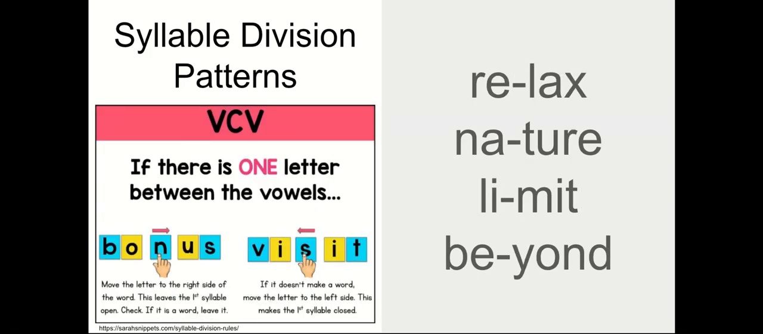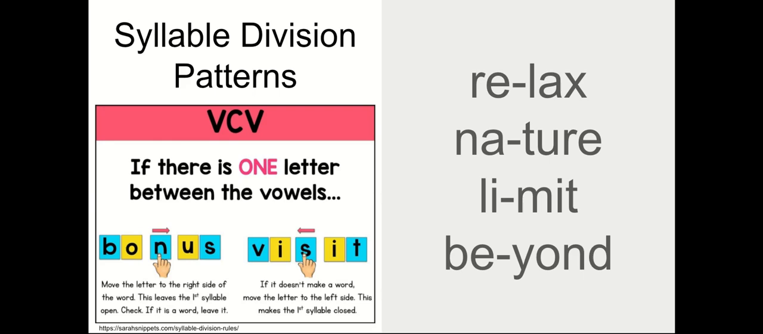The next syllable division pattern we saw was vowel, consonant, vowel. If there is one letter between the 2 vowels, you move the letter to the right side of the word, and this leaves the first syllable open, like in the word bonus. If it's a word, you leave it. Sometimes you'll try it, like if we move the S in visit to the second syllable, it would say vi-sit. That's not right. So then I can move it back to the first syllable to make vis-it.